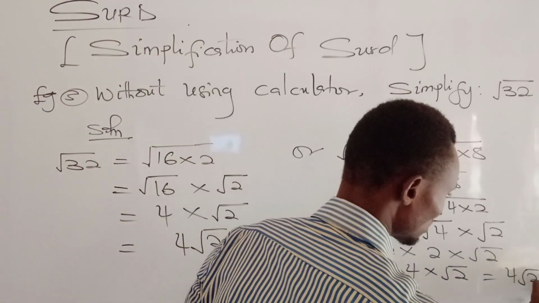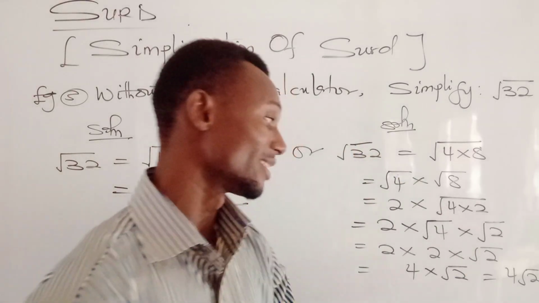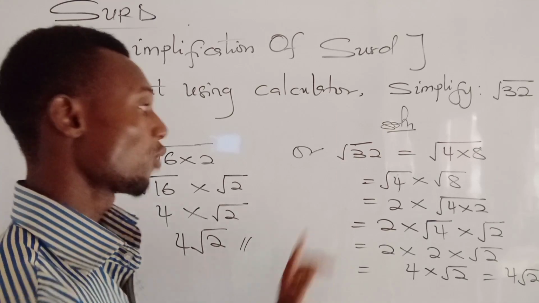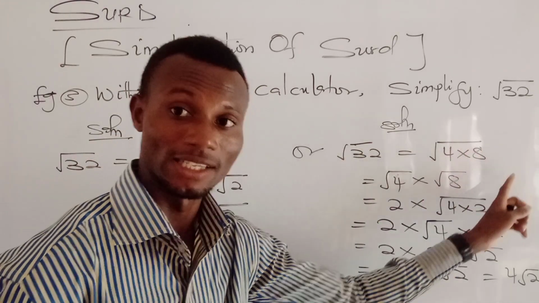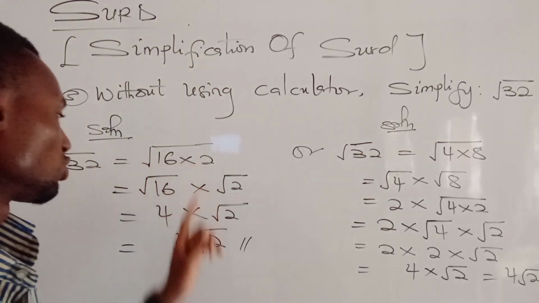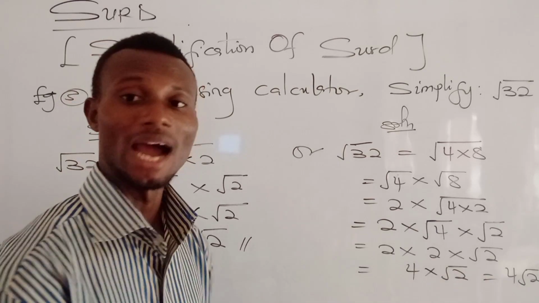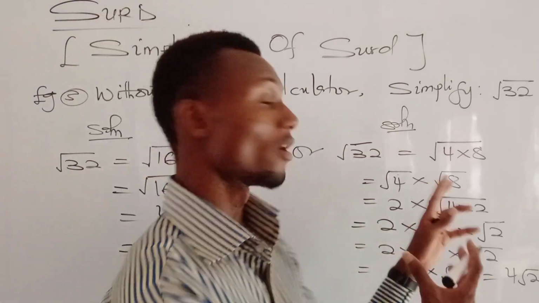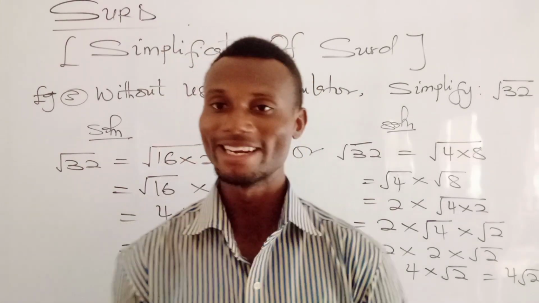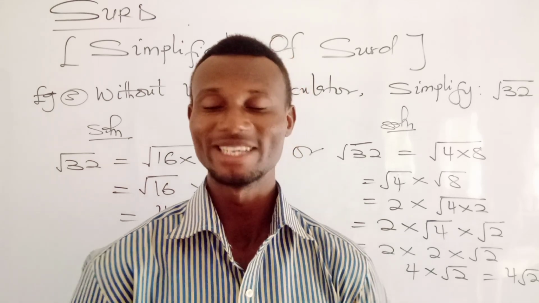So this is your final answer for simplifying the square root of 32, and you can see that we are getting the same answer as this. So when we use the 4 times the 8, we got 4 root 2, and when we use the 16 times the 2, we are also getting 4 root 2 here, so we are getting the same answer. So either you use the 4 times the 8 or the 16 times the 2, you arrive at the same answer. I hope the explanation was clear enough and you understood it as well.